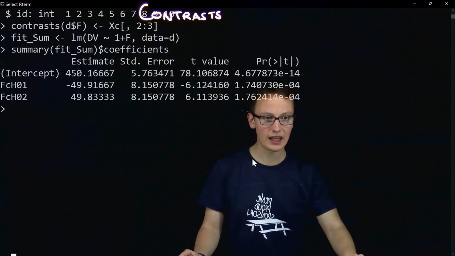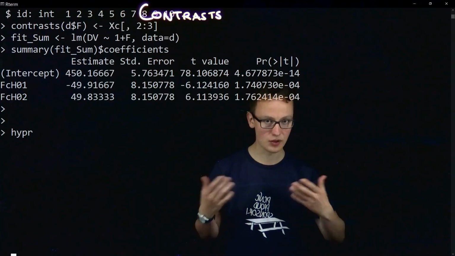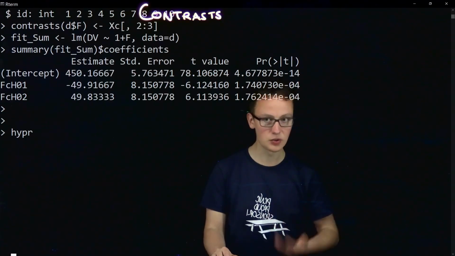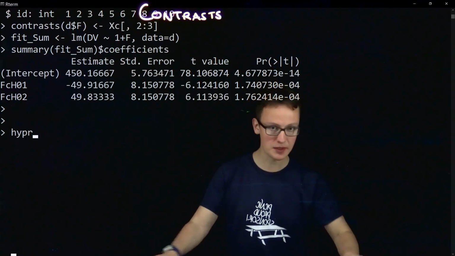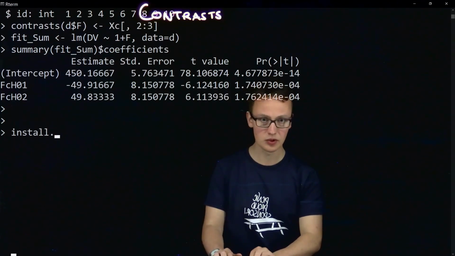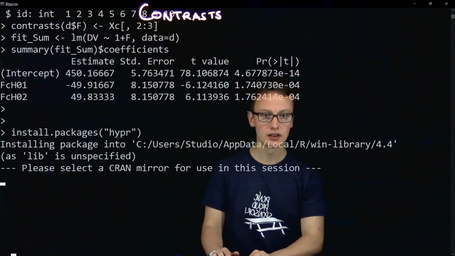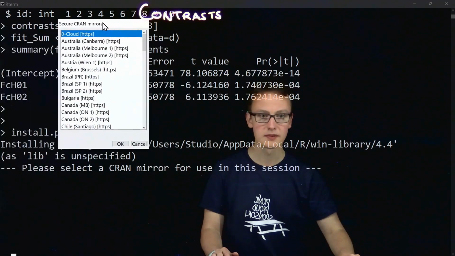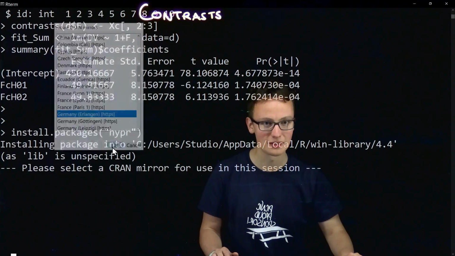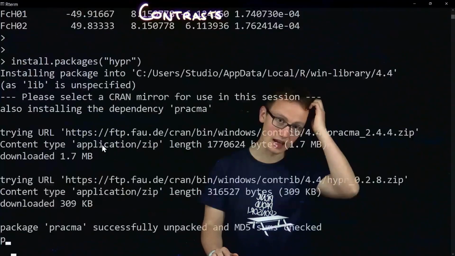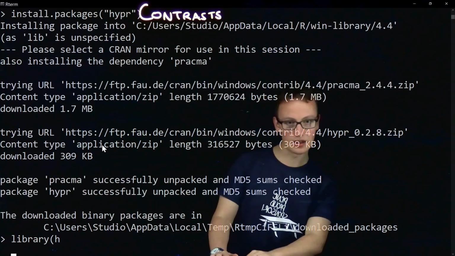So in fact, there is a package called hypr, which makes this whole process a little bit easier and more intuitive. That's a package written by some people from Uni Potsdam as well. You can install it as you would any R package, using install.packages, hypr. I have to select some mirror from which I want to download it. It's really not important where I take it from. And after you've installed it, you can load it using the library command, library hypr.